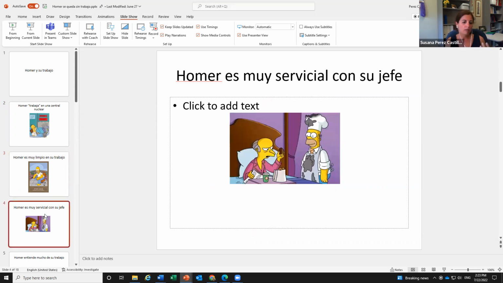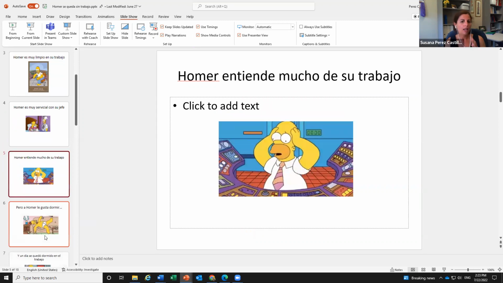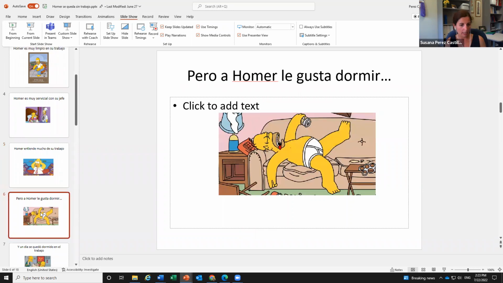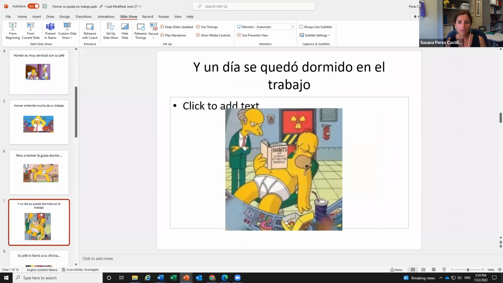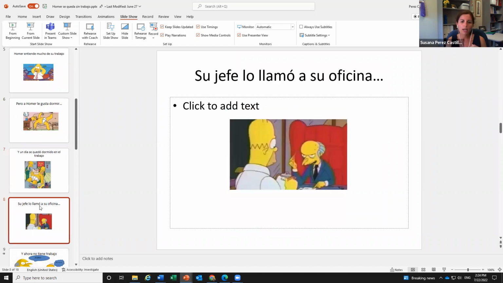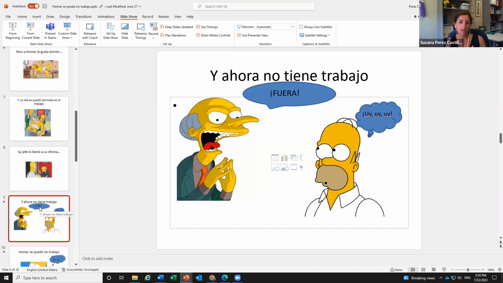And he's very helpful with his boss, and he understands a lot about his job, and he likes to sleep. So one day he fell asleep. Then we start with the past tense, and I'm giving them input in written form, and then I'm talking and saying things as I go about the picture and asking questions, the typical input session within a class. And then his boss called him to the office, and now he doesn't have a job.